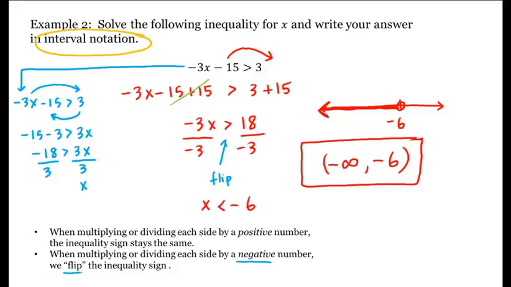So we get -6 greater than x, which we can write in the other direction, x less than -6, which is our same answer. All right, this is how we solve linear inequalities. Just remember to be careful when you multiply or divide by a negative number.